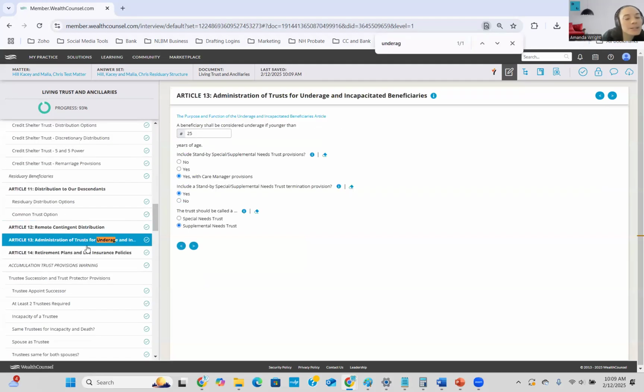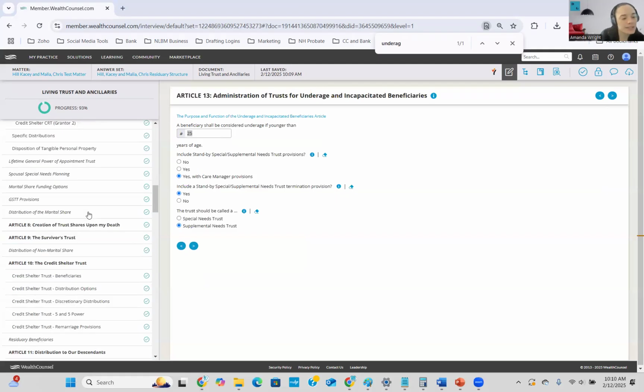And here we are, administration for underage, 25 right here. Administration for underage beneficiaries, 25. So anyone under 25 is considered underage. You can change that number, right? And your clients may choose to change that number in their design sheet.